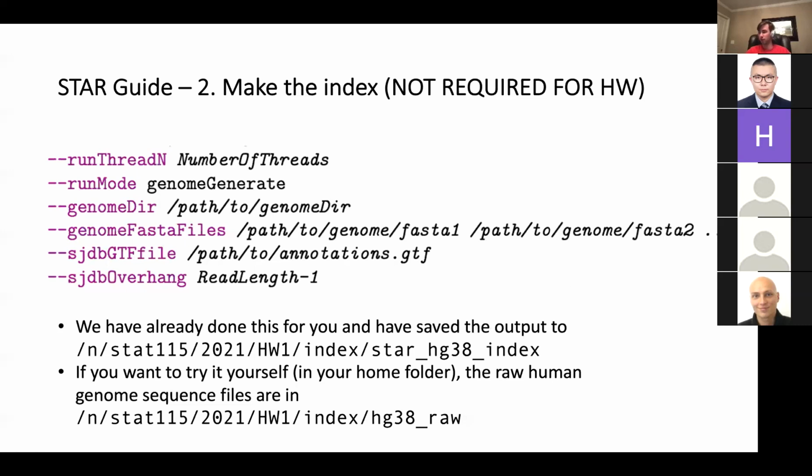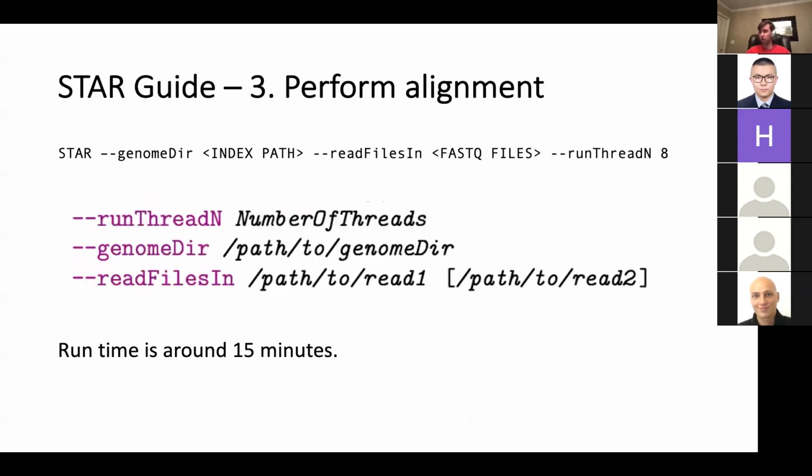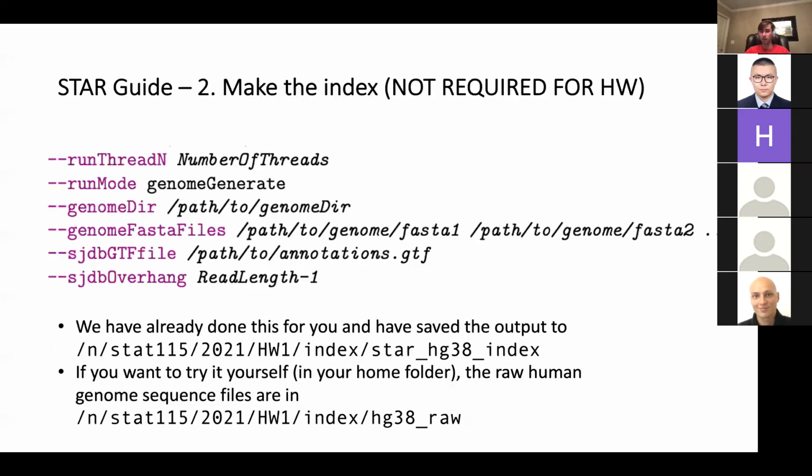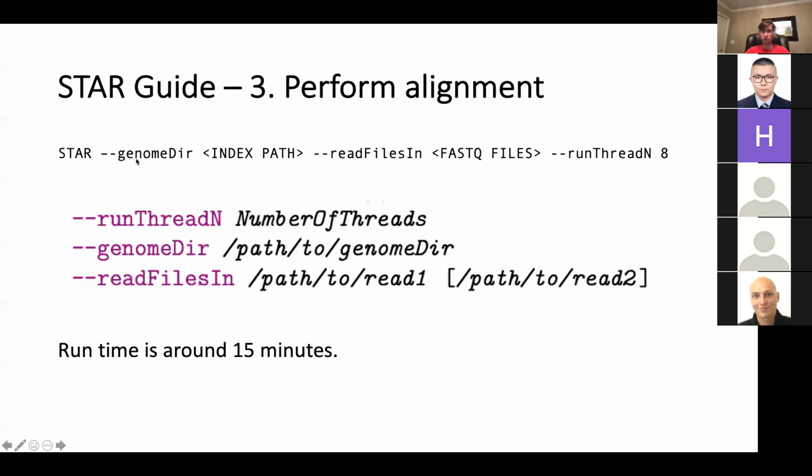So let's talk about the thing that is required, which is to perform the alignment. The basic command is going to look something like this. You type STAR, and then --genomeDir, which is the index path. This is the path to the genome index that we made in step 2. And we saved it at stat115, homework 1, STAR HG38 index. So that's what you'd put here.